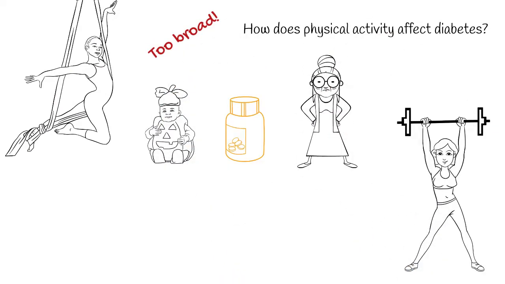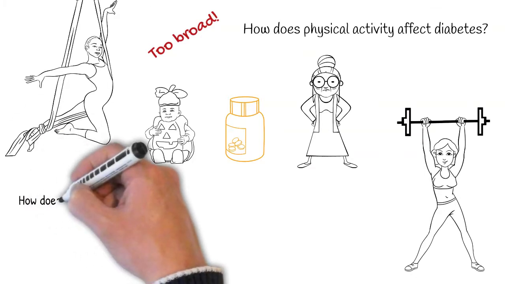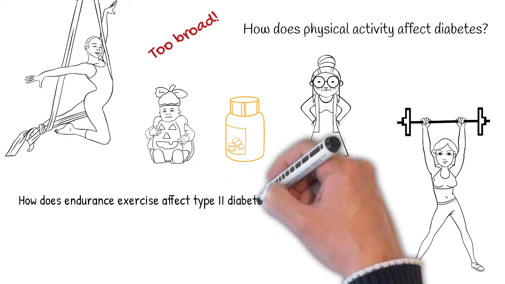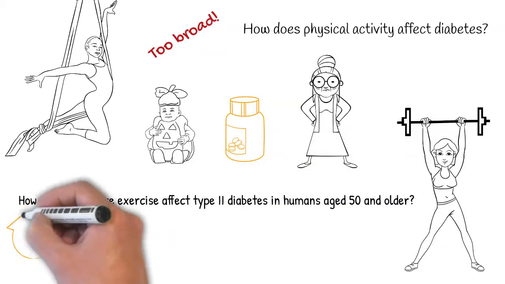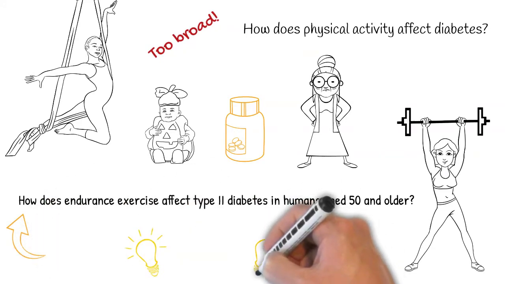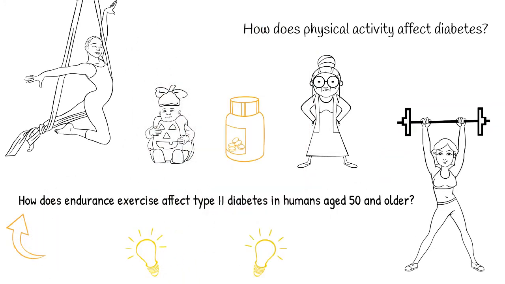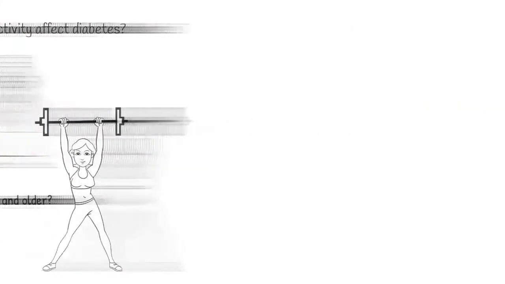When you narrow each of these fields down, you could come up with something like, how does endurance exercise affect type 2 diabetes in humans aged 50 and older? Keep in mind though, collecting your own data for this example question would require ethical approval for human testing. So here we're assuming a prospective study using existing data. With that out of the way, let's get into how to find information for your research question.